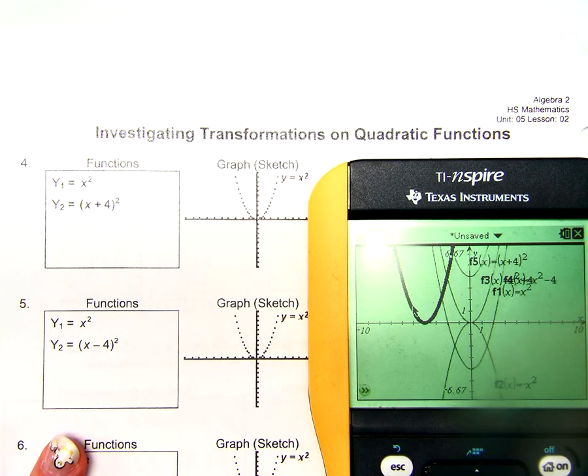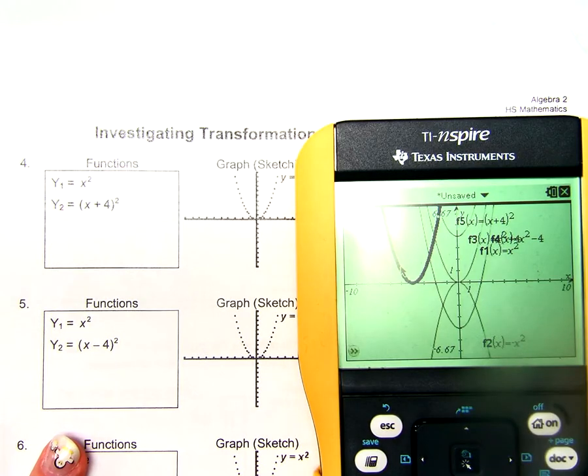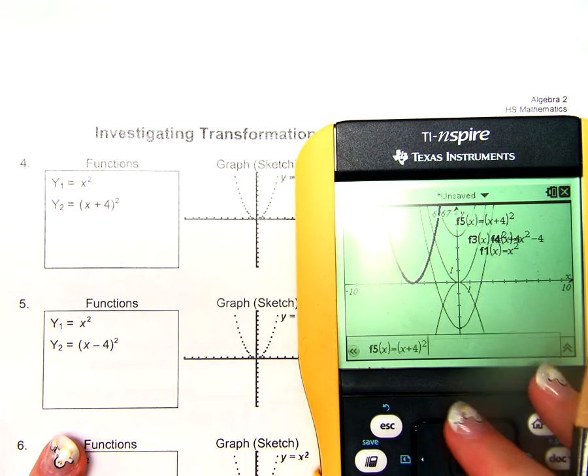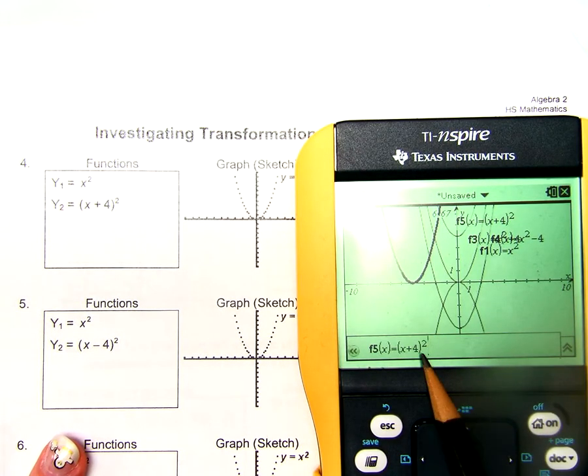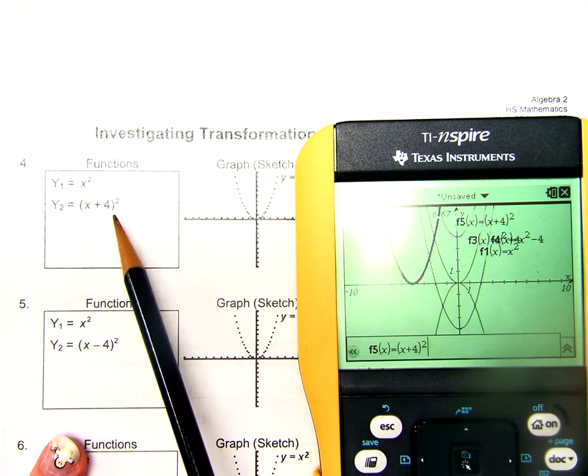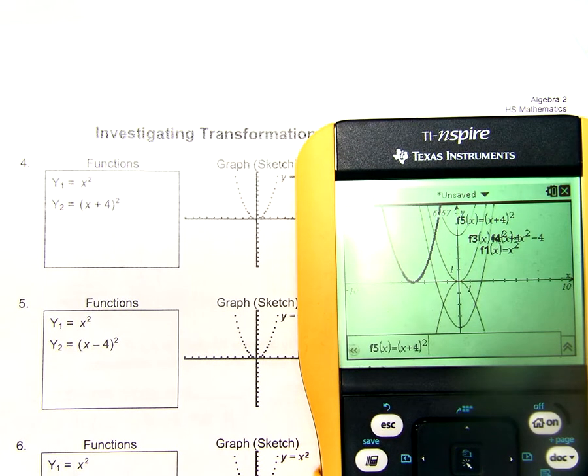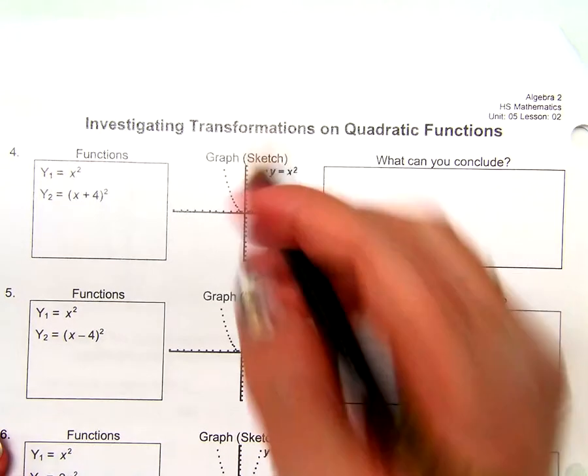Uh-oh. Did I do something wrong on the calculator? That's what I put in. That's the same, right? Remember back to when we did absolute value functions? What happened when the number was in the absolute value sign? How did it move compared to the parent function? Opposite of what we thought. Do you remember that? Opposite of what we thought? Okay, so it moved over here.